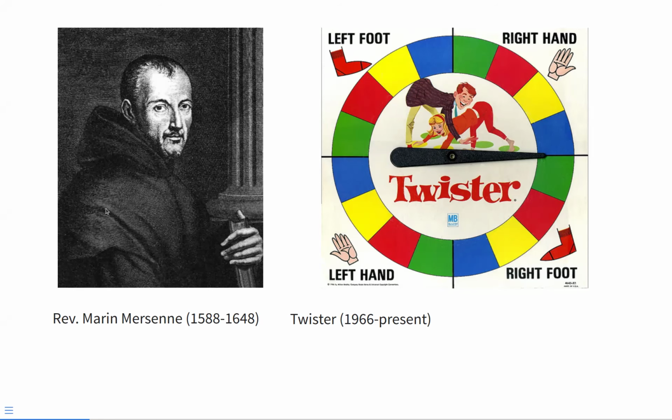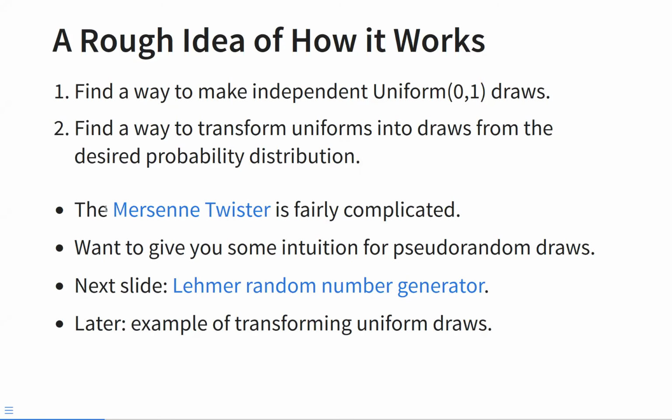if necessary. Okay, joking aside, there is an algorithm that's called the Mersenne twister, and it's quite complicated. This is how R generates its pseudo-random draws. I'm not going to show you how this algorithm works, but I want to give you a flavor of what's involved when R is making pseudo-random draws. So I'm going to show you on the next slide a much simpler pseudo-random number generator called the Lamer RNG.